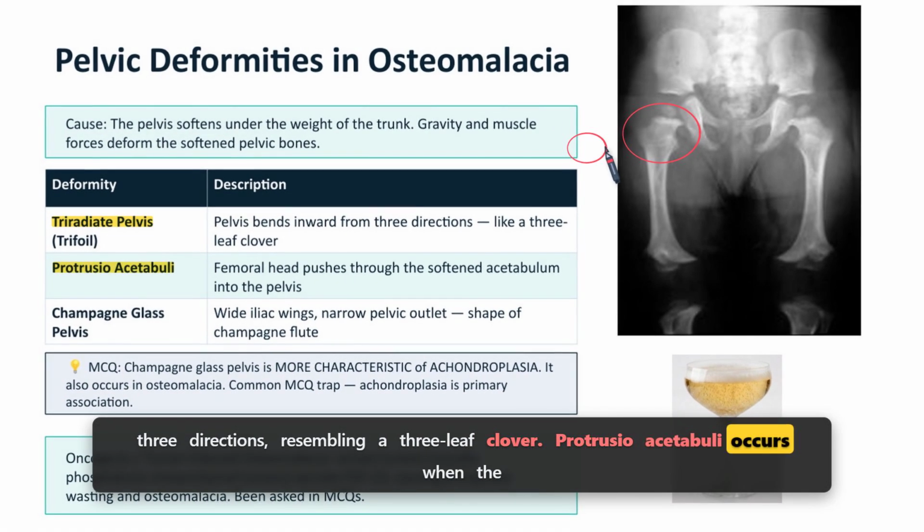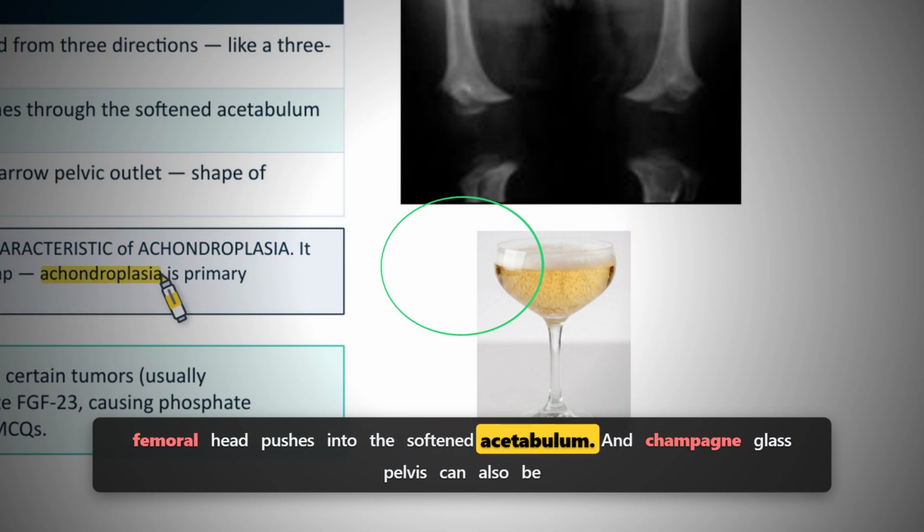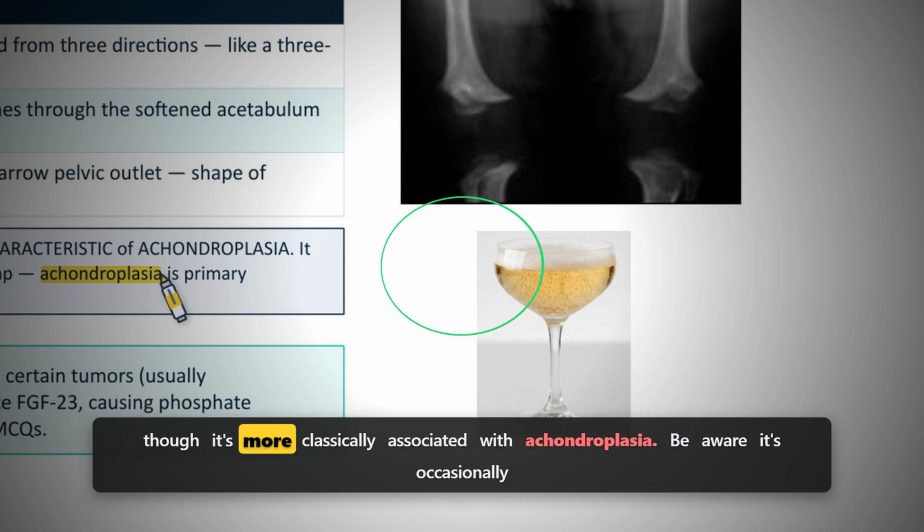Protrusio acetabuli occurs when the femoral head pushes into the softened acetabulum. And champagne glass pelvis can also be seen, though it's more classically associated with achondroplasia.